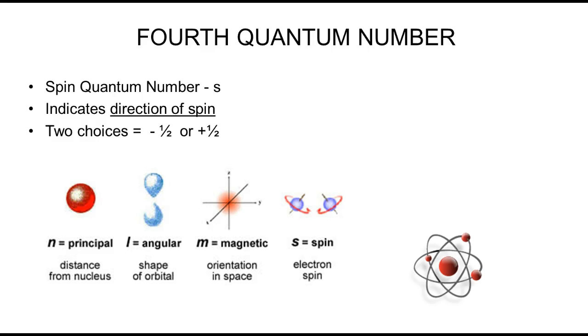Alright, so we're ready to move on to the fourth quantum number. The fourth quantum number is the spin quantum number, and this has a letter S. This is going to indicate your direction of spin. So your spin is either going to be clockwise or counterclockwise, and that gives you two choices. You can either have a negative 1/2 or a positive 1/2. Okay, that's it. Just those two options.